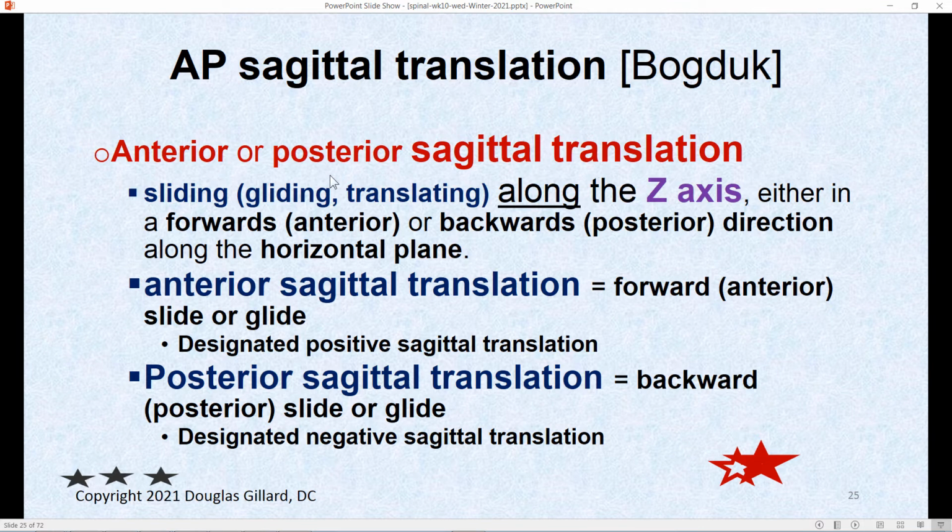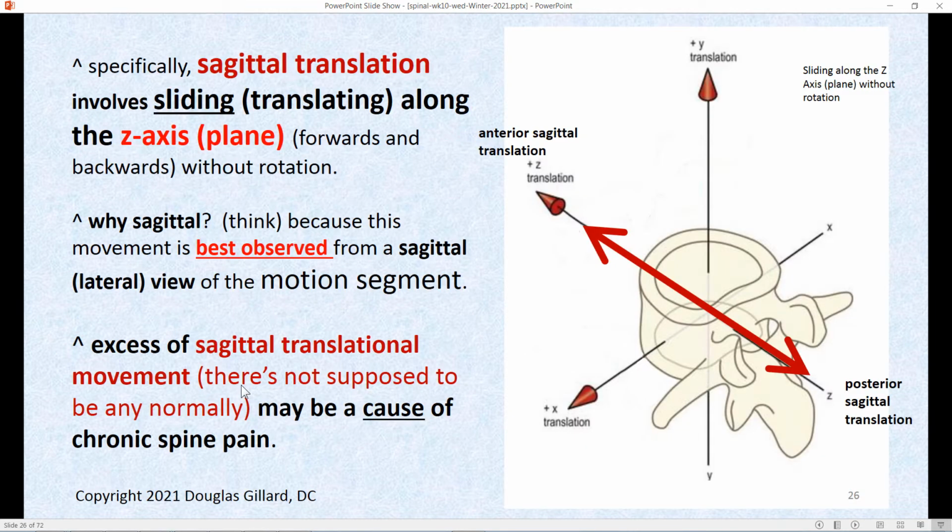Now, sometimes a gliding motion is the same as a translation. Some call it a sliding. Some call it a translating motion. Those are all the same thing. The key is it moves along the z-axis, either forwards or backwards. It's an anterior sagittal translation. Some designate that a positive sagittal translation, and a posterior sagittal translation a negative sagittal translation. So you can substitute negative for posterior, and it still means the same thing.